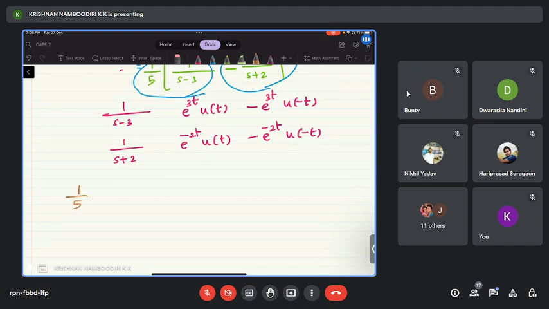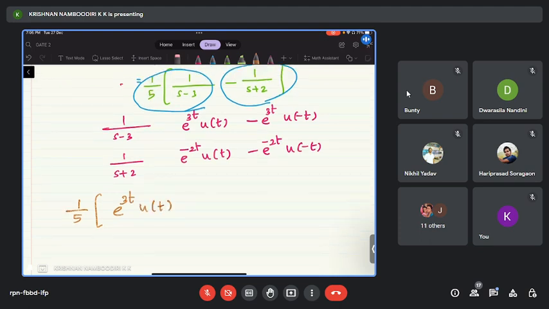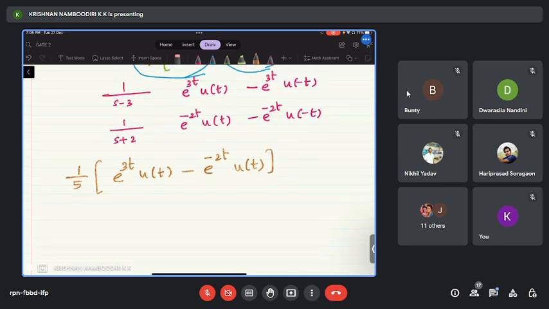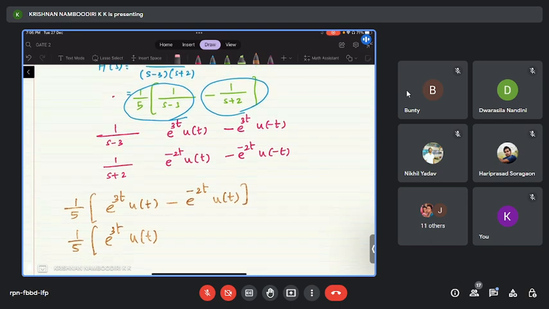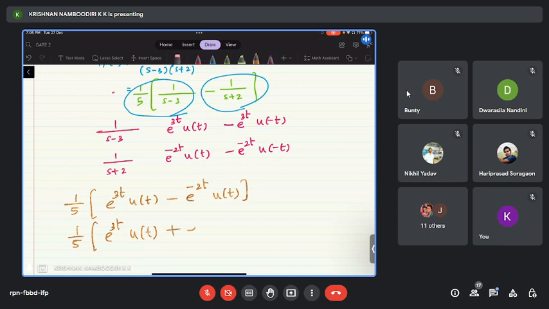I will write everything very quickly. Suppose the first one is right-sided, then e^(3t) u(t), and the second one is also right-sided, then this will be minus e^(-2t) u(t). This is the first option. The second possibility is that the first signal is right-sided, e^(3t) u(t), and the second part, 1/(s+2), is a left-sided signal. In that case, this will become plus e^(-2t) u(-t).